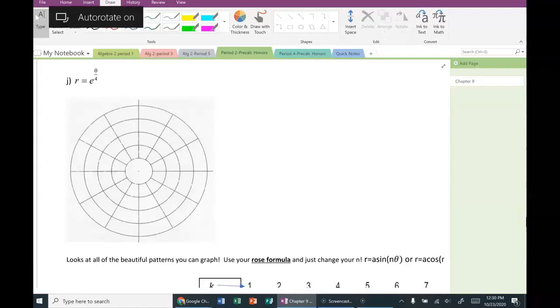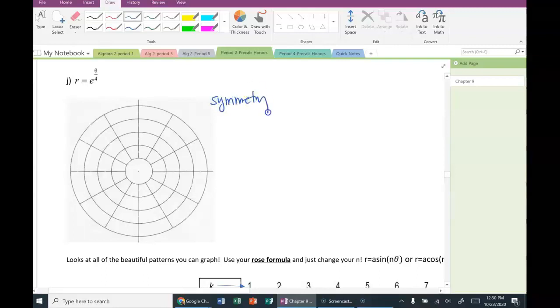Okay, from the graphing, we know it's not symmetric to anything. So symmetry test, by now we can do it manually. It's not symmetric to anything. So we're going to say it's none, and it is called a spiral. Okay, the shape is called spiral.